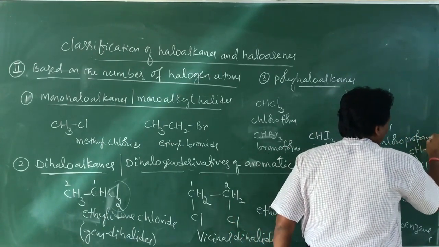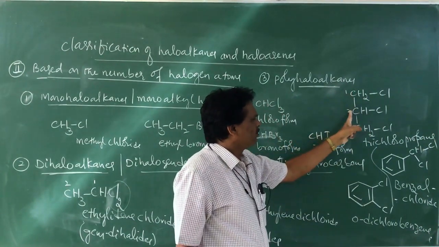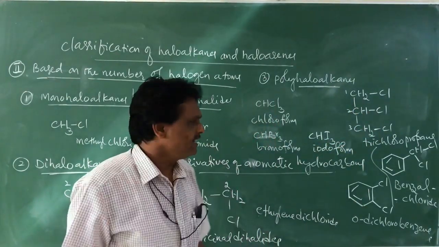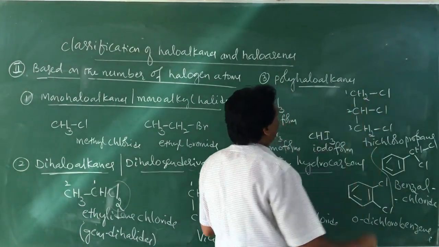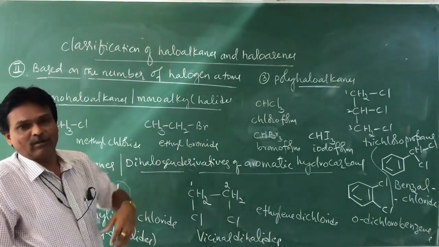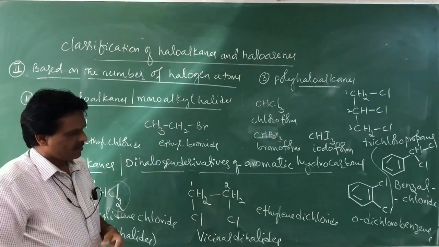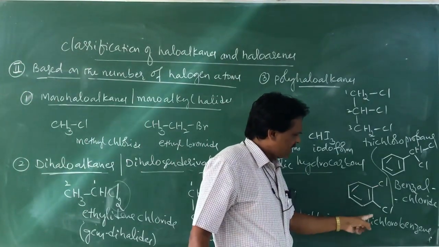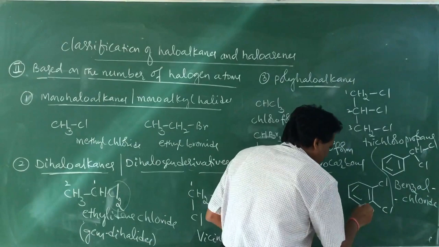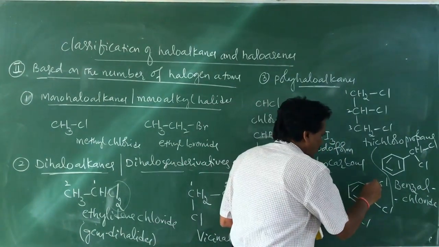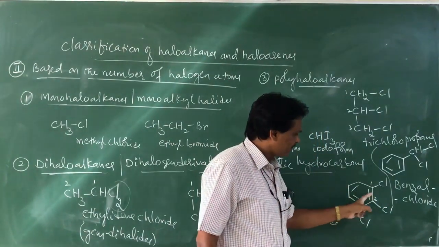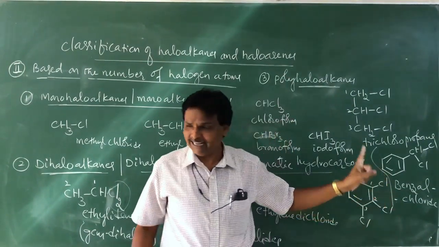1,2,3-trichloropropane, or propane trichloride in general. Or in haloarenes, the aromatic halogen compounds in which three hydrogen atoms are replaced by three halogen atoms. In this case, this is ortho-dichlorobenzene. In ortho-dichlorobenzene, if one more hydrogen atom is replaced by one chlorine, this is 1,2,3-trichlorobenzene. This is also an example for polyhalogenated aromatic hydrocarbons.